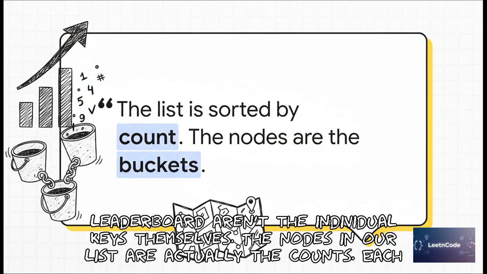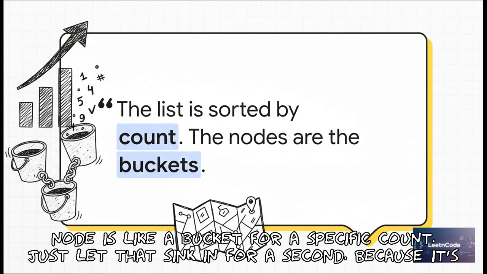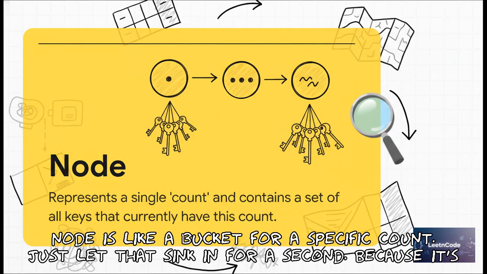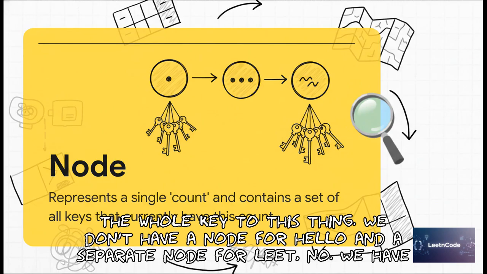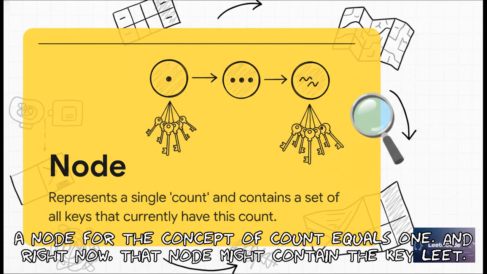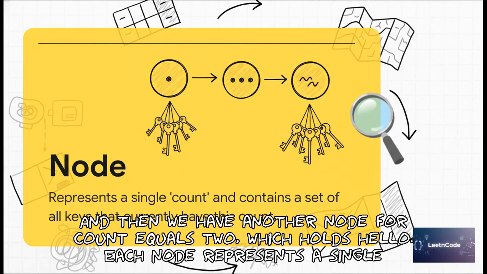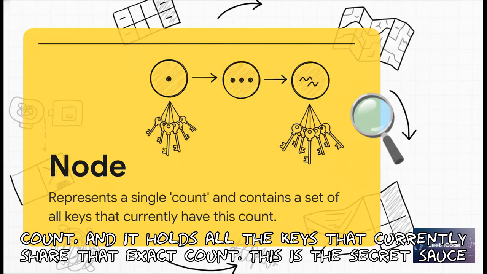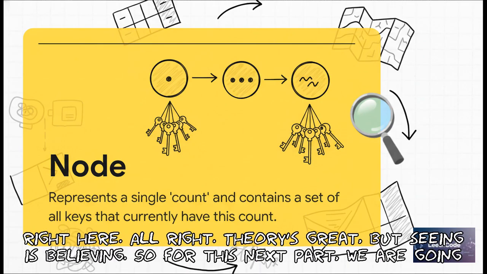The things on this leaderboard aren't the individual keys themselves. The nodes in our list are actually the counts. Each node is like a bucket for a specific count. Just let that sink in for a second, because it's the whole key to this thing. We don't have a node for hello and a separate node for leet. No. We have a node for the concept of count equals 1. And right now, that node might contain the key leet, and then we have another node for count equals 2, which holds hello. Each node represents a single count, and it holds all the keys that currently share that exact count. This is the secret sauce right here.